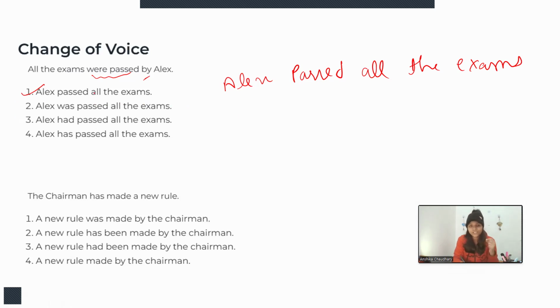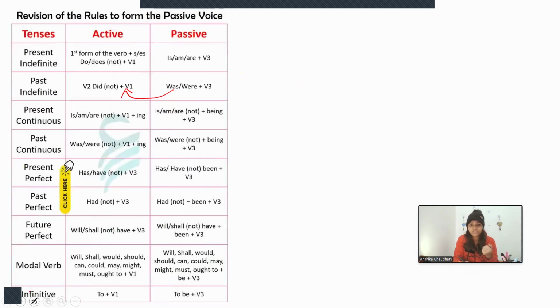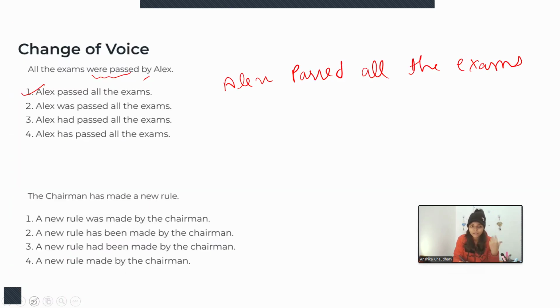So first of all, you need to identify in which form the sentence is given, whether in active form or in passive form. Then accordingly, use the rule chart. The rule chart should be in your head only, right? Because they will not give you the rule chart. I have added it for your revision, because you can revise when you are revisiting this PPT. Right, let's move on to the next question.